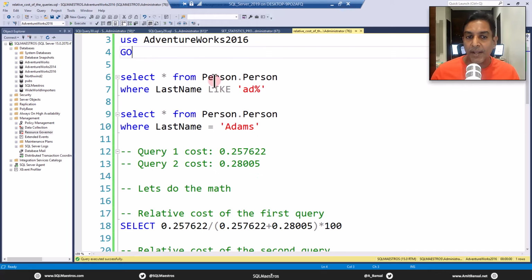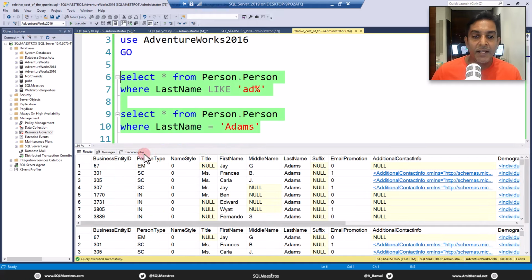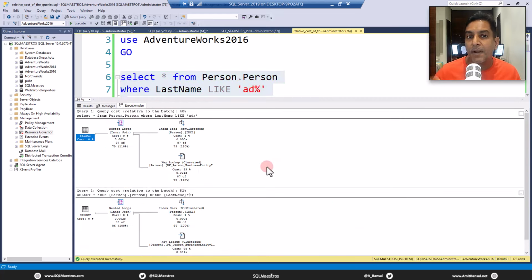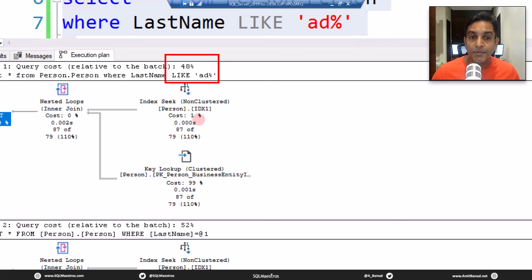So here are two simple queries. We take the query where last name is like whatever, with a percentage, and this is another version of the query where last name is equal to Adams. What I do almost every day is take the first query and the second query, run both of them together, and look into the execution plan. We try to get an estimation from the optimizer as to which one potentially is a better version in terms of performance. If you look at the cost here, for query one the relative cost is 48%, and for query two the relative cost is 52%.